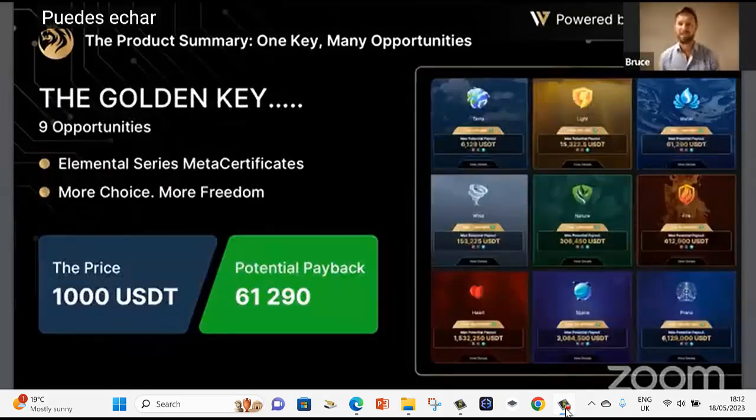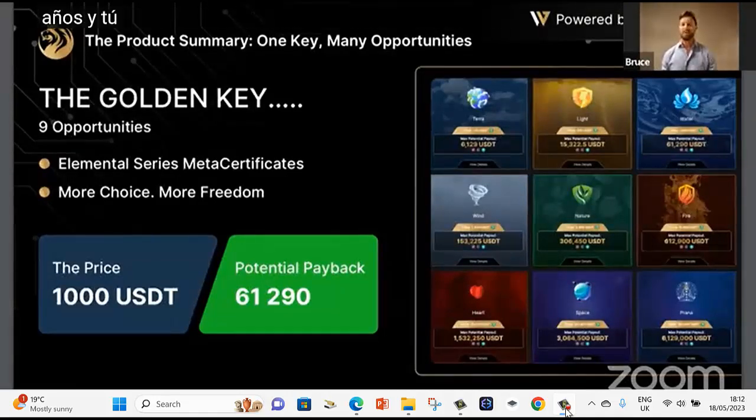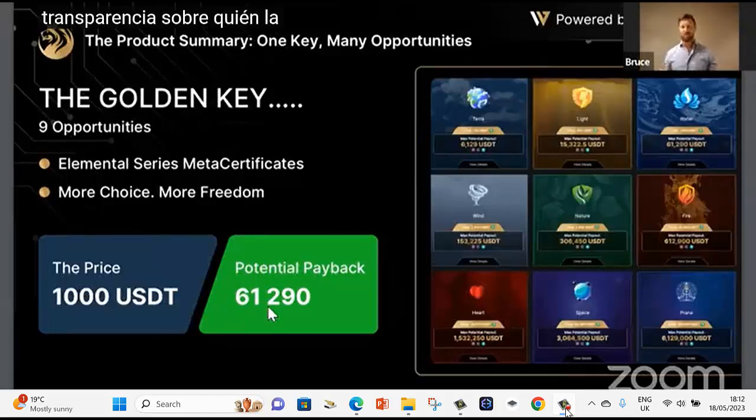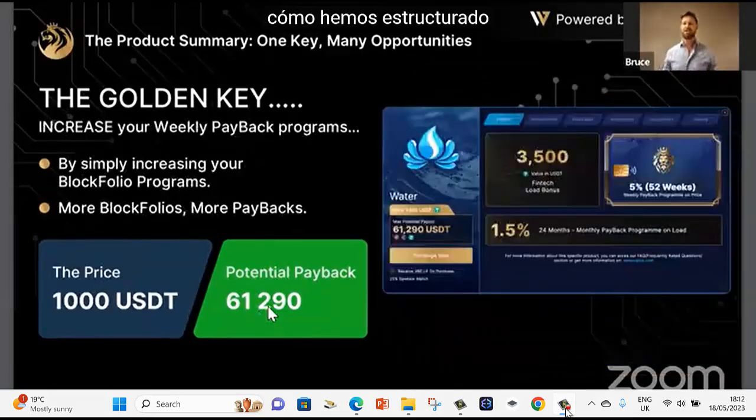Let's talk about our key. There are 9 different keys available to our community. That means there are 9 different opportunities or 9 different price points that allow you to plug into the programs. The price point that we're going to focus on for this presentation is the 1,000 USDT price point, and the potential payback, as large as it may look, is only possible if a large amount of crypto capital is put into different sectors. So let's go look at that large amount together, and let's look at the sectors.